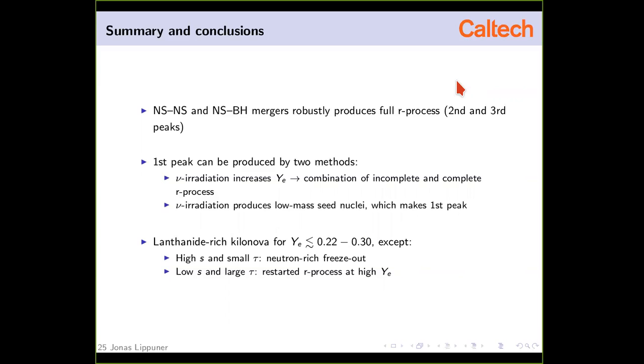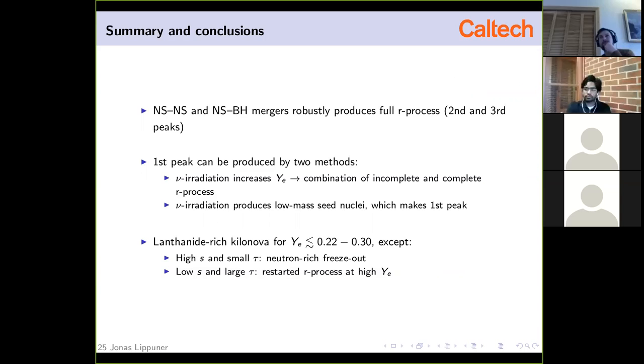Hope you can hear me. Yeah. So I had a question with the black hole neutron star merger. What did you do for the antineutrino luminosity? For the antineutrino luminosity?